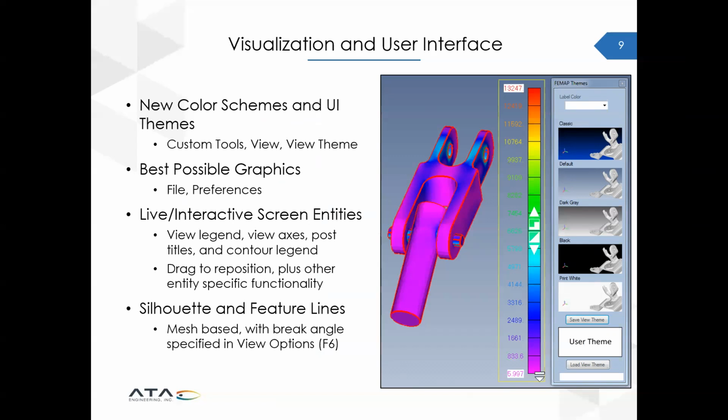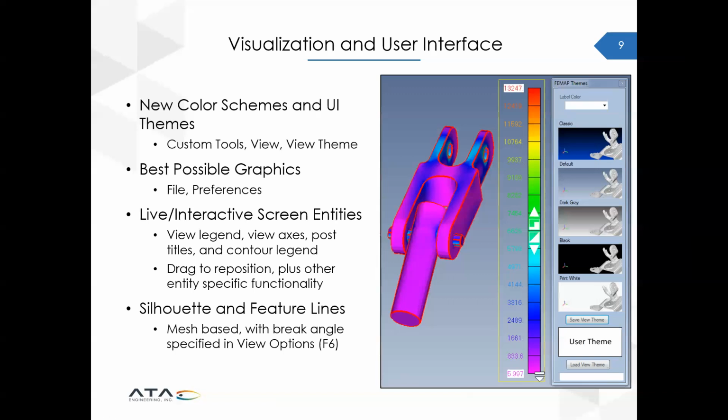One thing that I really love in Femap 12 is the live and interactive screen entities. So I'll show this off in a minute as well. But basically, any kind of information on the screen is now interactive. So by that, I mean the view legend, view axes, post titles. So what you can do, and we'll see this in a minute as well, but you can come over to your contour legend, for example, and you can start adding contour levels. You can click it and drag it around the screen. So there's some pretty powerful new functionality there.